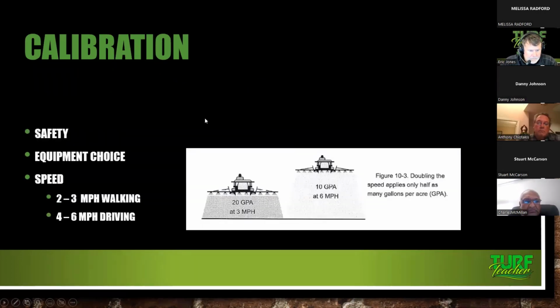The normal walking speed is 2 to 3 miles an hour. If we're using one of these little ride-on spreaders, we're going to be around 4 to 6 miles per hour. And that can ease up the load on your technicians. You want them to be able to rest and get more done. Some of your ride-on spreaders would actually be a whole lot better.